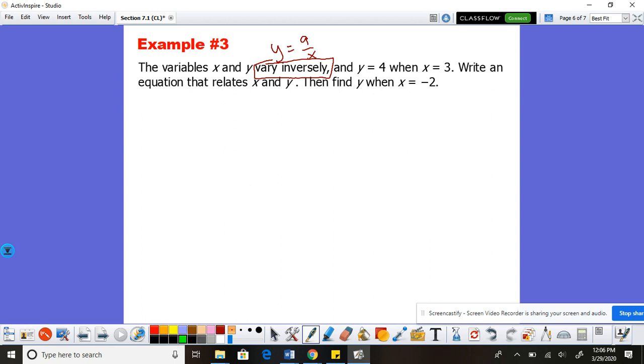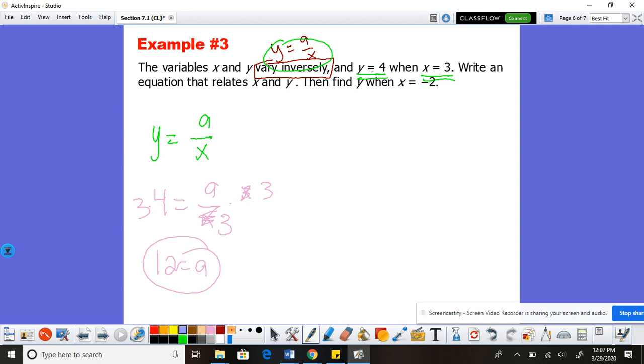All right, so I'm going to take y equals a over x. First thing I want to do is find my constant. I'm given y is 4 and x is 3. So all I have is my a in this one set of data. If I plug in y equals 4 and x equals 3, I get 4 equals a over 3. Now I want to solve for a. So multiply by 3 on both sides, I get 12 equals a. That's not my final answer, but that's definitely what I need.